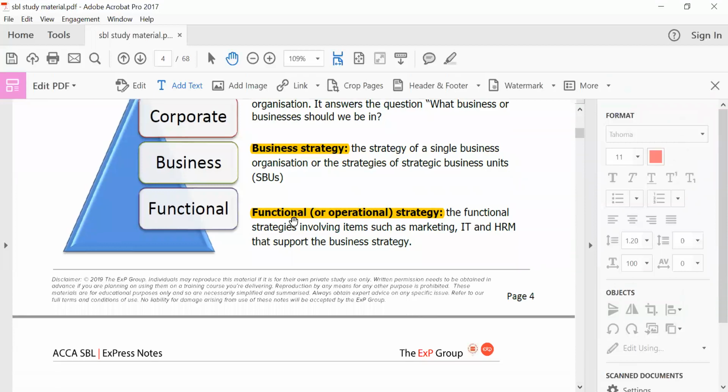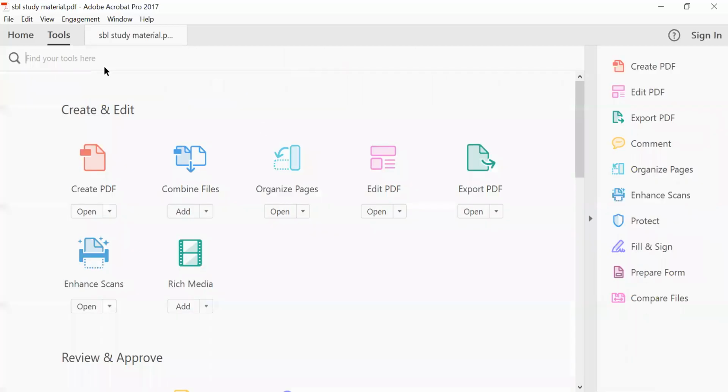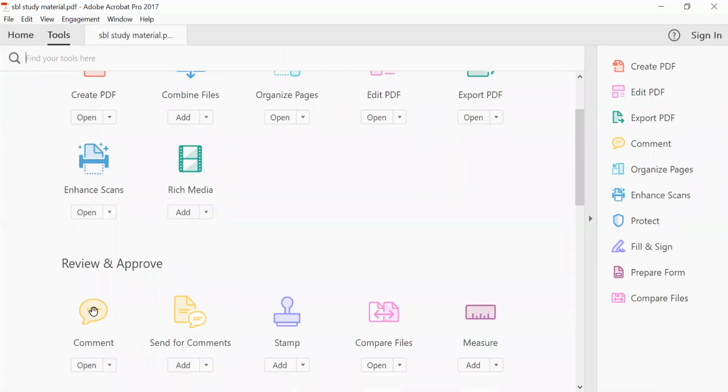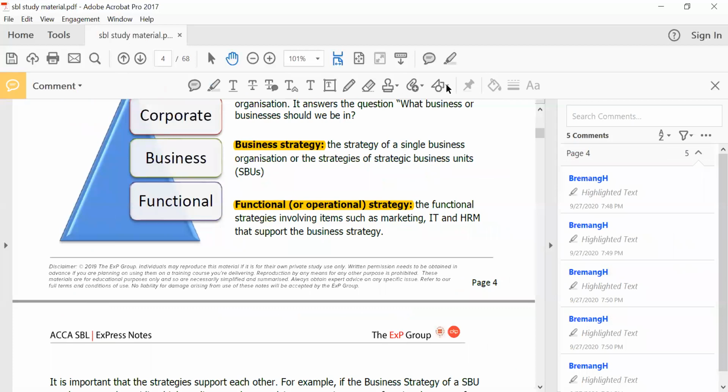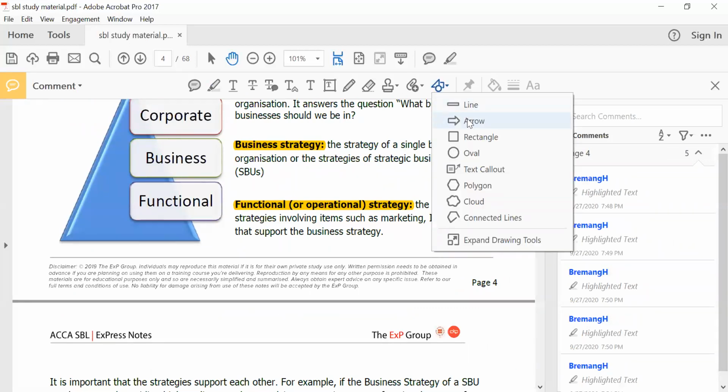So the functional or the operational strategy tends to lead into the business strategy, and the business strategy tends to also lead into the corporate strategy, right? So just pardon me for me to show you by diagrammatic representation.